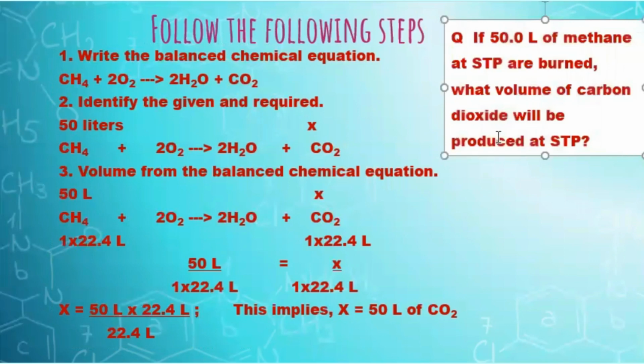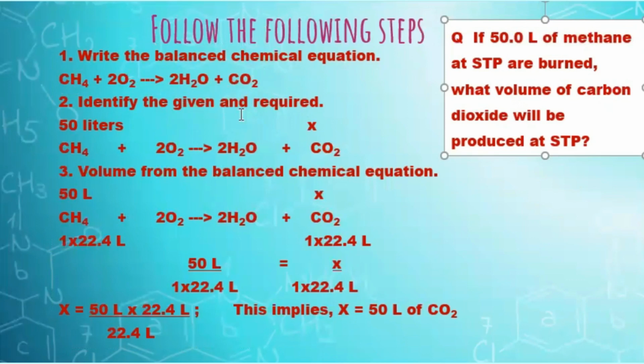This is the question. If 50 liters of methane at standard temperature are burned, what volume of carbon dioxide will be produced at standard temperature and pressure? You have to follow these steps. The first step is to write the balanced chemical equation. CH4 reacted with O2 to produce H2O and carbon dioxide, balanced as 1, the coefficient of CH4, 2 O2, gives us 2 H2O plus carbon dioxide.